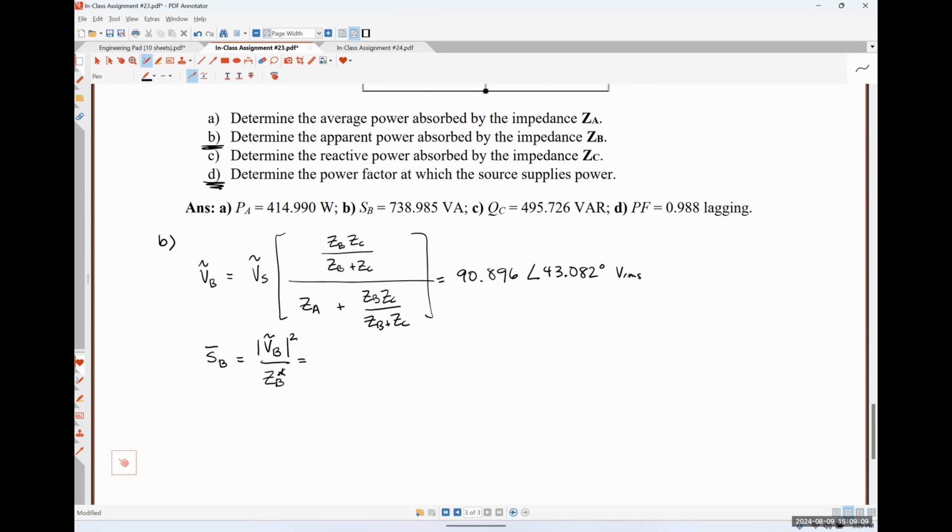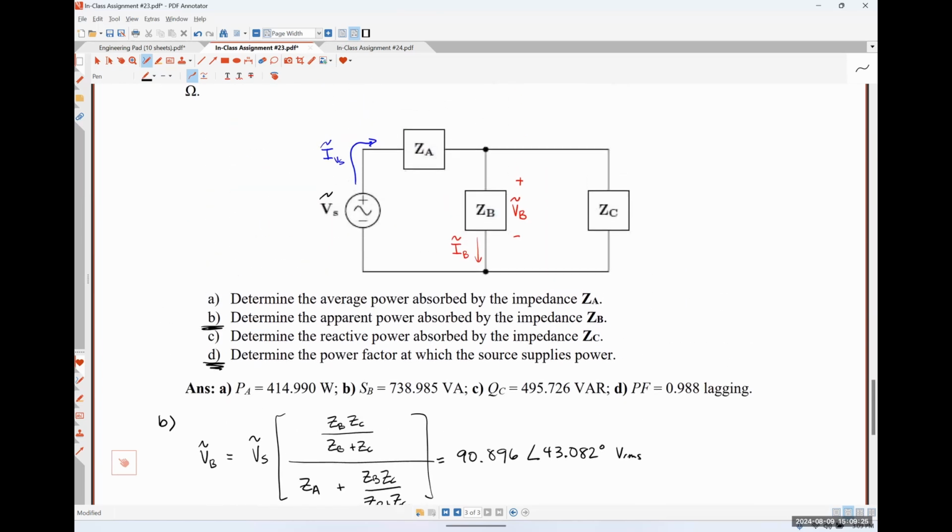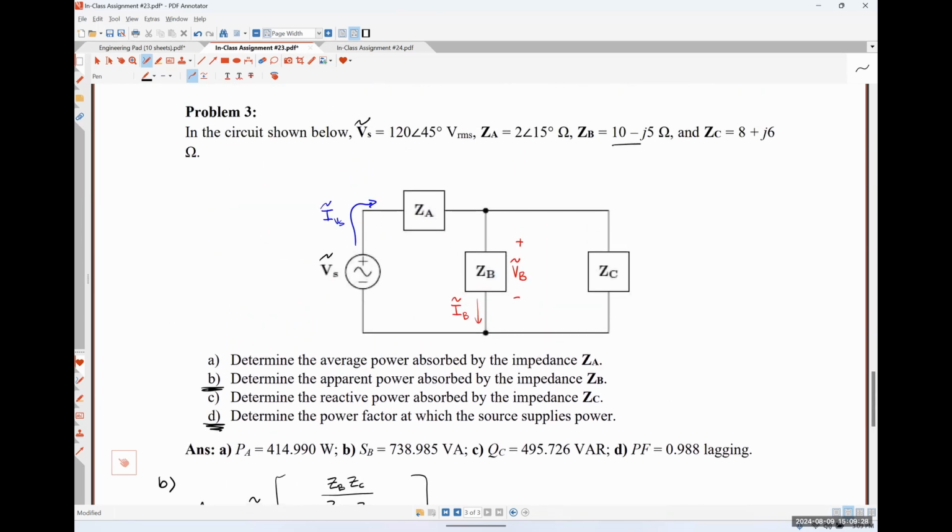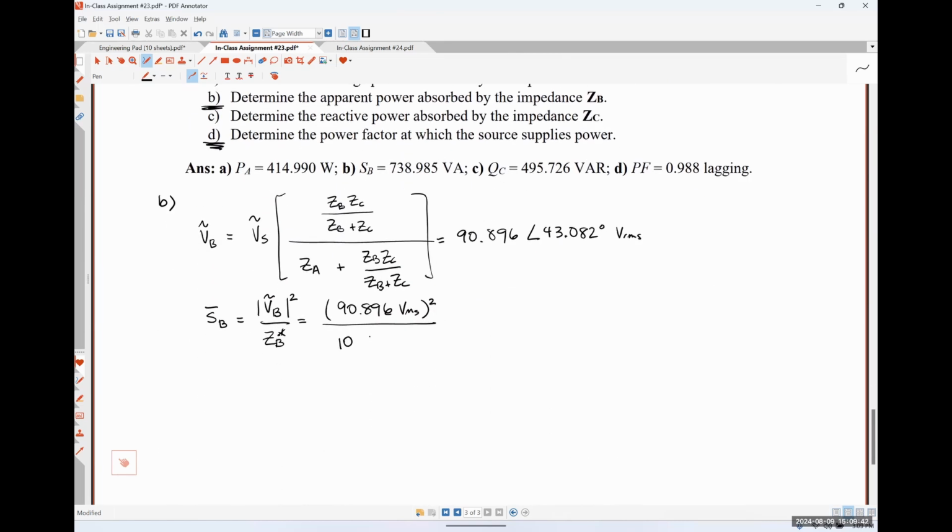So what's the magnitude of VB? 90.896. 90.896 volts RMS squared. So if ZB is 10 minus J5, what is ZB conjugate? 10 plus J5. 10 plus J5, absolutely right.